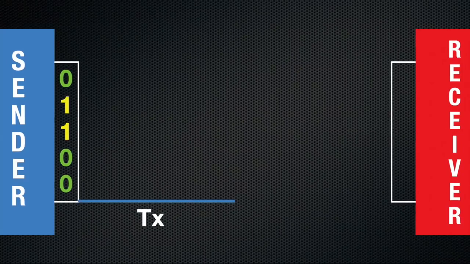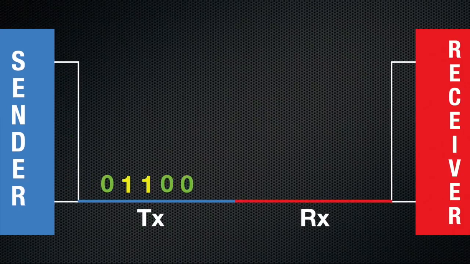On the sender side, this is the transmit data or TX wire. On the receiver's end, this is the receive data or RX wire. Once these are connected together, the data can flow from the sender to the receiver. This is the simplest case. But the designers of the RS-232 specification asked a few basic questions.